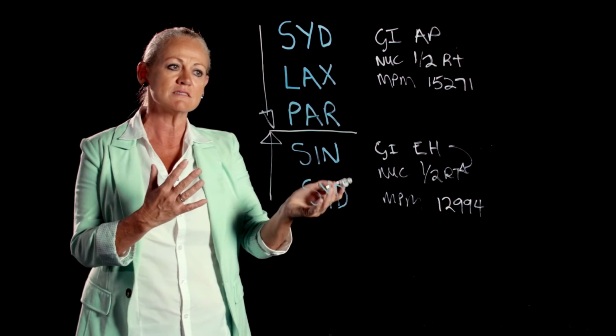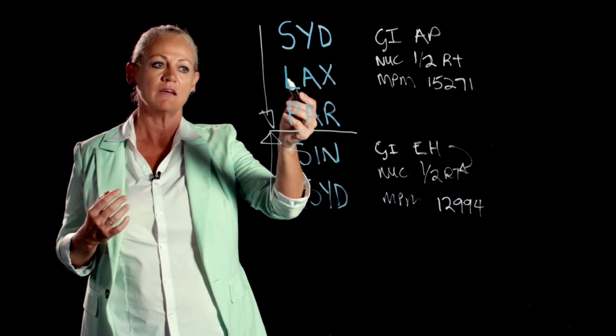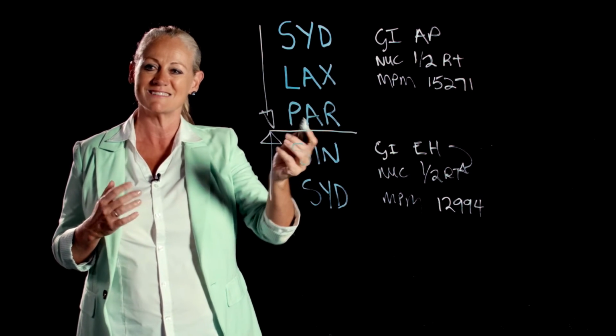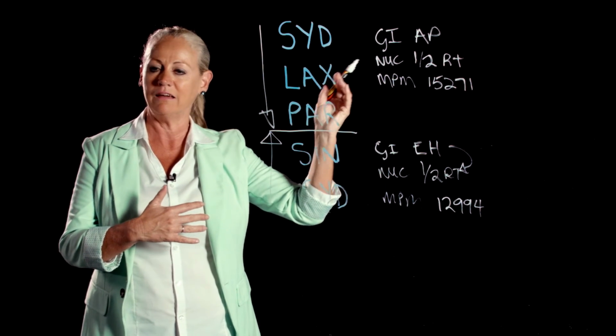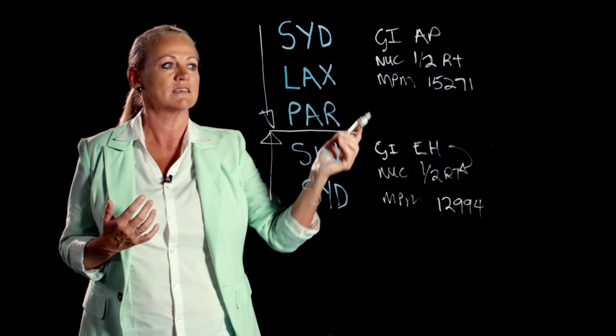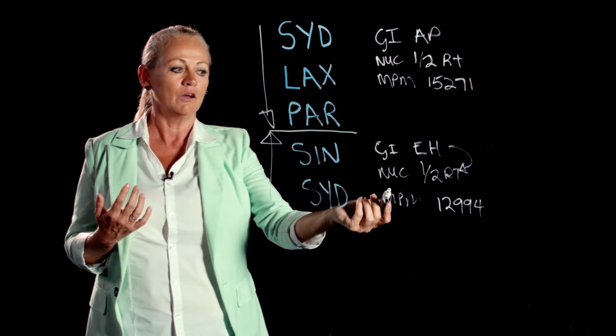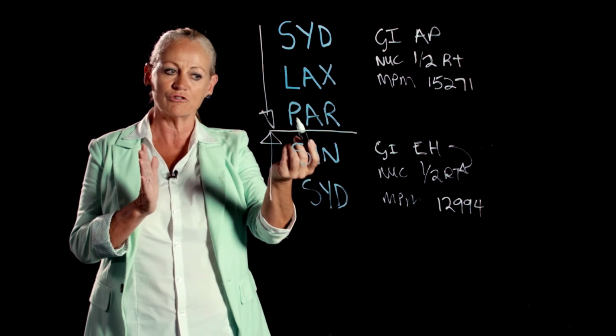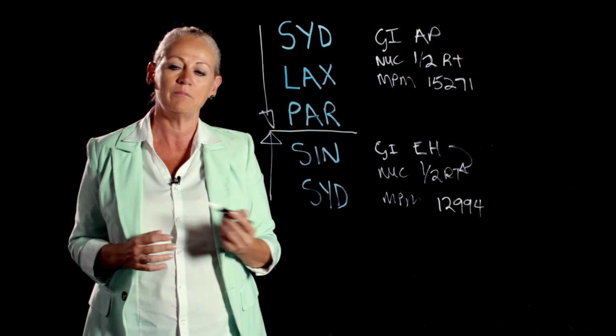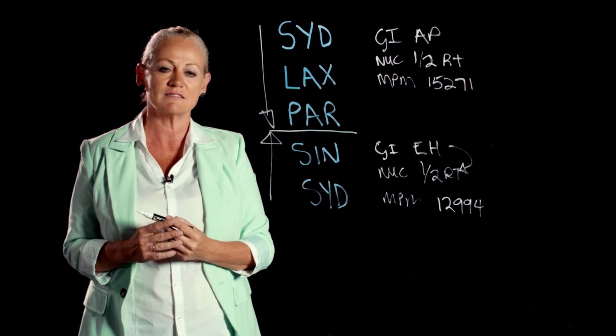Reason for the difference? This journey, Sydney, Los Angeles to Paris, because we're going via LA, we're flying a much greater distance. So your NUC will be higher, your MPM is higher. With EH, it's a more direct route we've travelled, so the MPM is lower and the NUC is lower.